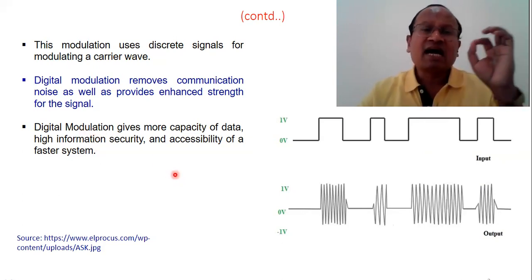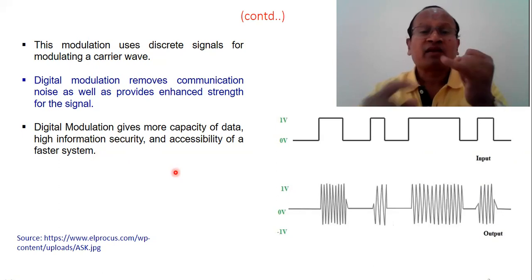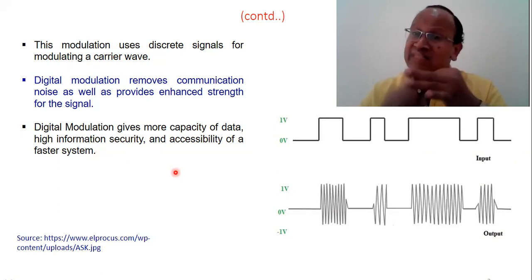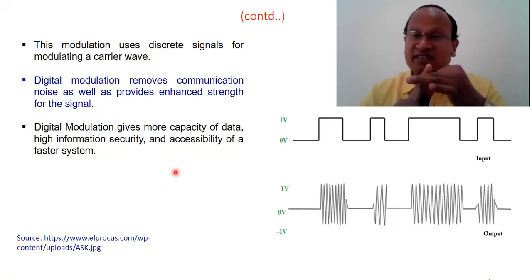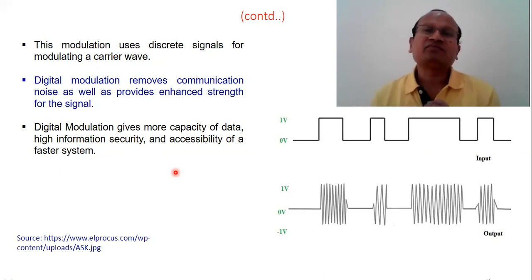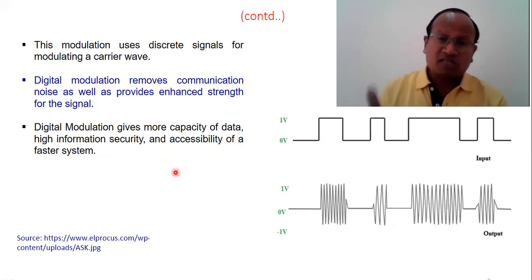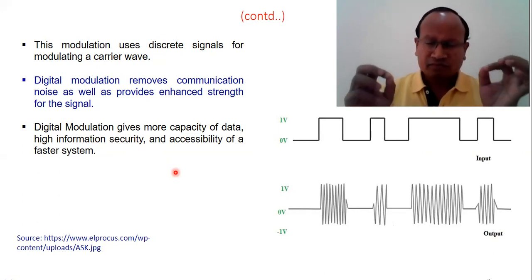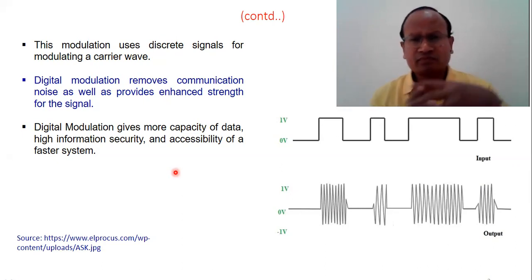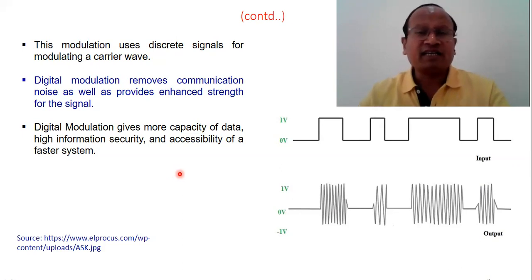The next point is high information security. Noise immunity is good, signal strength is better, increased channel capacity and data carrying capacity is there. But what is more interesting is security, intelligibility of the message. The security of information which is communicated is much better in comparison with the analog modulation method or analog communication system. The last point noted here is accessibility of a faster system.